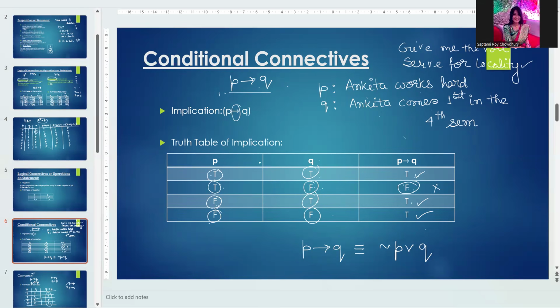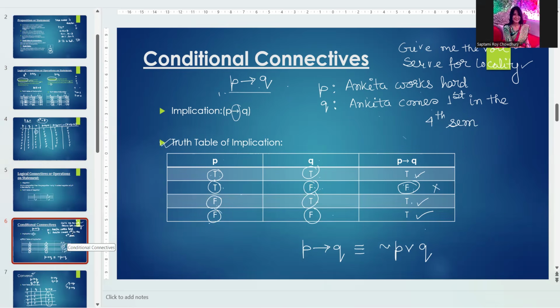Ankita works hard, but if she didn't get the first position or better marks in the examination, then this is the only false case. If the first is true and the next is false, this is the only false. Otherwise, in all other cases we get true. True, true: the implication is true. False, true: also true. False, false: obviously true. If Ankita doesn't pay attention or doesn't work hard, then obviously she will not get a better result in the examination. That is obviously true. So this is the truth table of the implication.